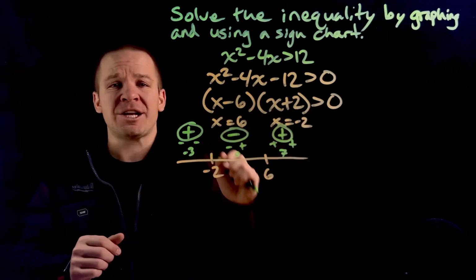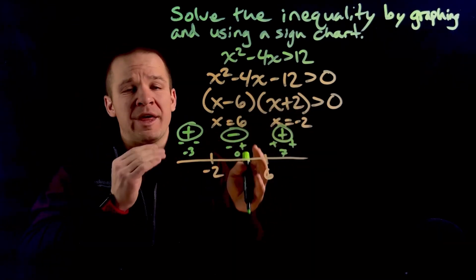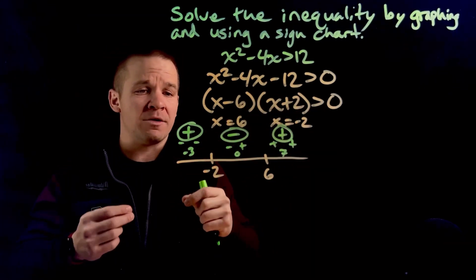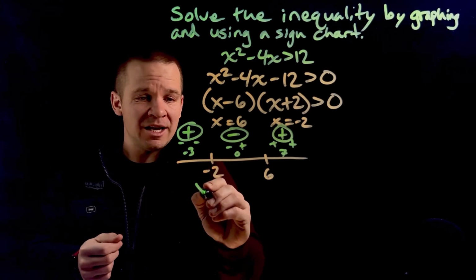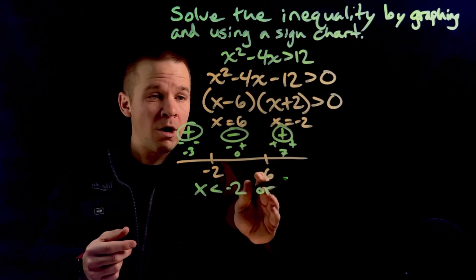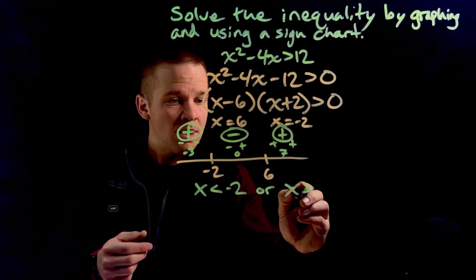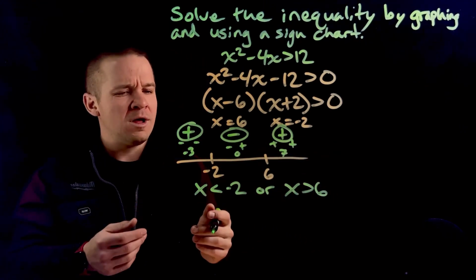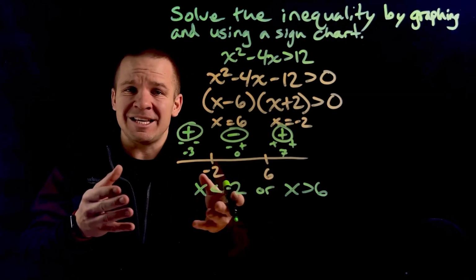Now, let's go back to our inequality. It is greater than 0. So when is this greater than 0? Well, when I'm less than negative 2, x is less than negative 2, or when x is greater than positive 6. Woo! That's dope. That's super awesome. So that is the solution right there.